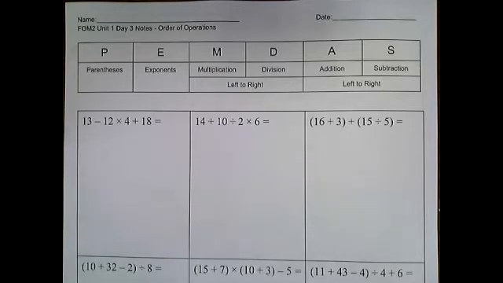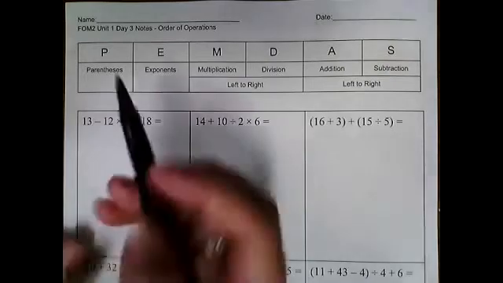Multiplication and division, you're going to read your problem from left to right and do it in the order that it is found. So if division is the first thing in the problem, then you're going to do that first. Same with addition and subtraction. After you've simplified your multiplication and division, you're going to read your problem from left to right and do it in the order that it is found. So if subtraction is found first, you'll do the subtraction first. If it's addition, then you'll do the addition. So on and so forth. So we're just going to go through a few of these.